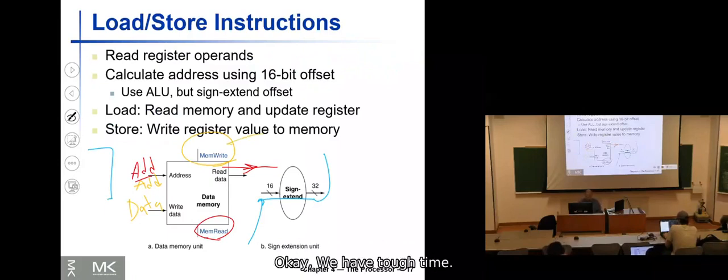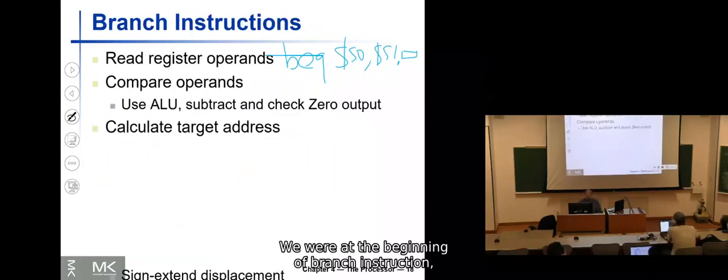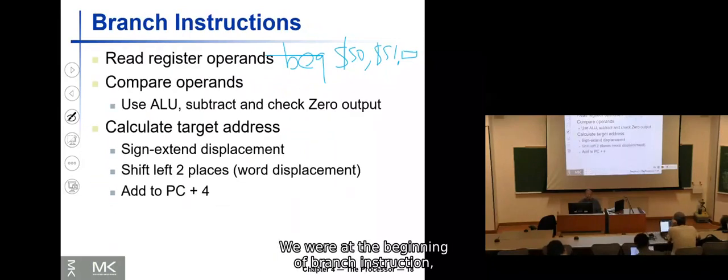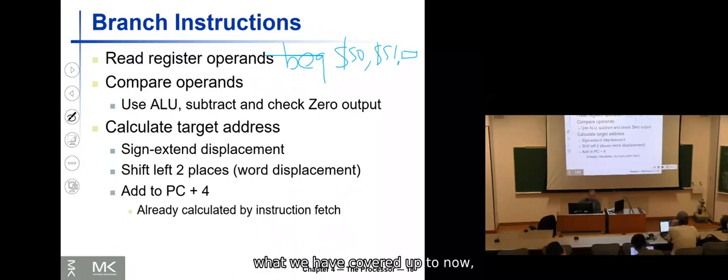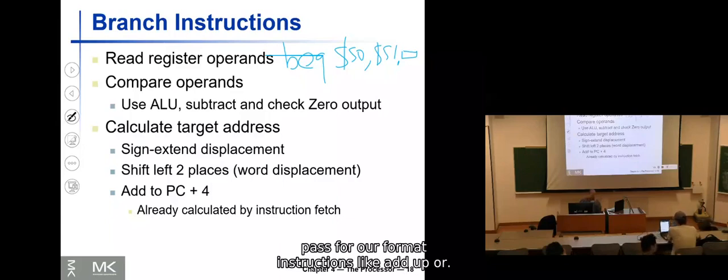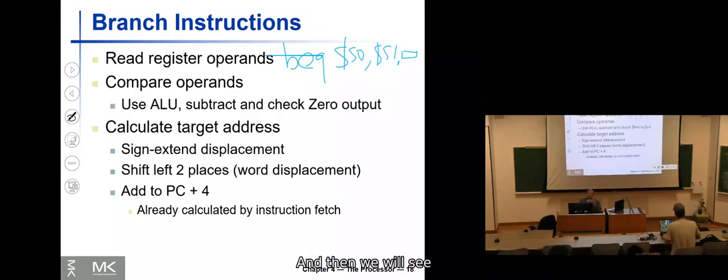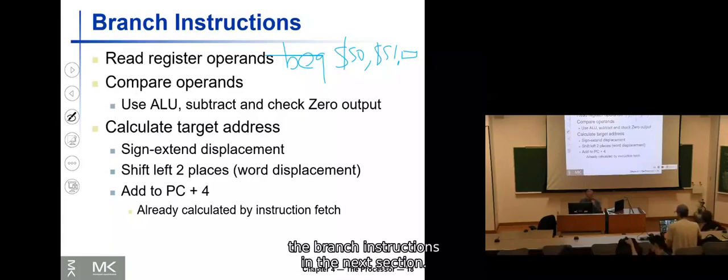Okay, we have run out of time. So we were at the beginning of the branch instruction. What we have covered up to now, we have seen a part of the data path for R format instructions like add, sub, or, and. Then we have seen the data path for load and store. And then we will see the branch instructions in the next section.